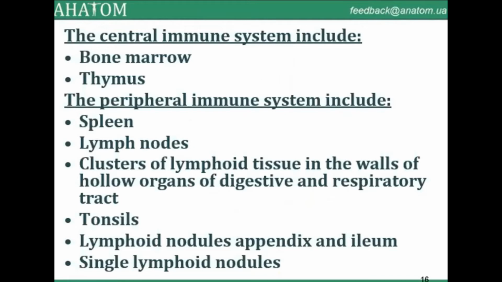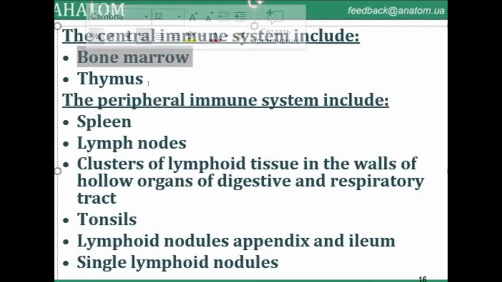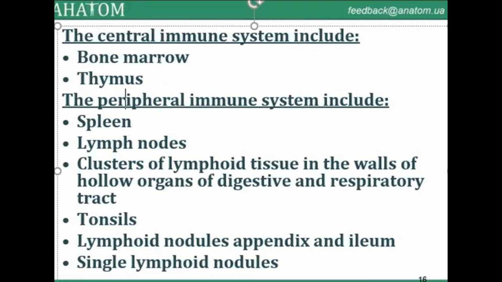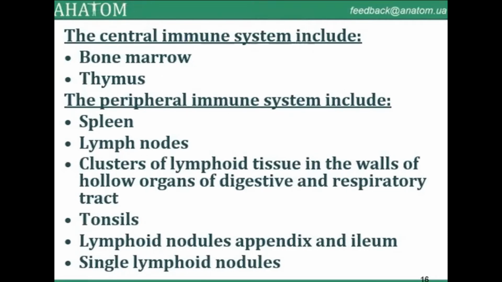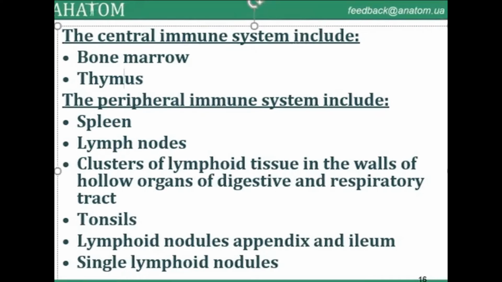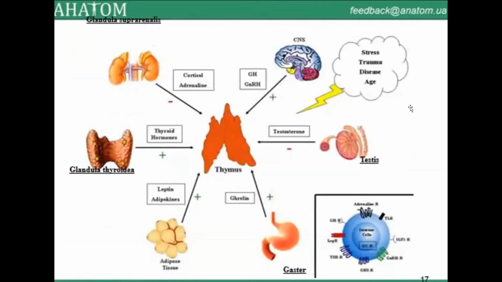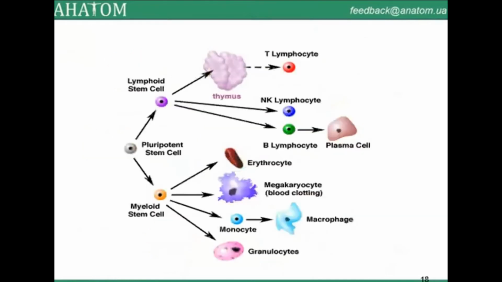Okay, the central immune system includes 2 organs: the bone marrow and thymus. Bone marrow is present not only in one bone, but in different bones of the human skeleton, and the thymus is an organ located in the chest. The peripheral immune system includes the spleen, lymph nodes, clusters of lymphoid tissue in the walls of hollow organs of the digestive and respiratory tracts, tonsils, 6 in number, please remember 2 paired and 2 unpaired, and lymphoid nodules, the appendix, the ileum, and single lymphoid nodules, with some hormones and liquid. It's a different type of cells totally.